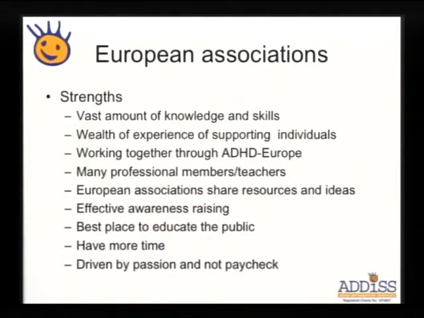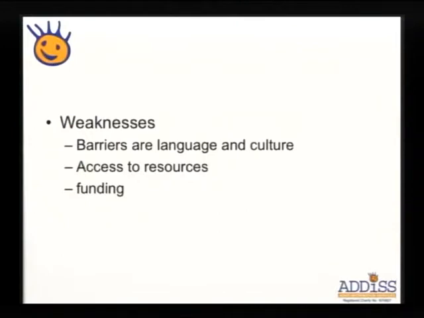We have a lot of professional members. We share resources. Very, very effective at awareness raising across Europe, and we've lobbied the European Parliament. Voluntary sector are best placed to educate the public. We've got more time, and we're driven by passion and not by paycheck. And I think that's really important. We work very long hours, and we work on this so hard because we truly believe that these children are worth that investment. What are our weaknesses? I think language and culture sometimes are a barrier to working together. And funding, I think that's our biggest weakness.